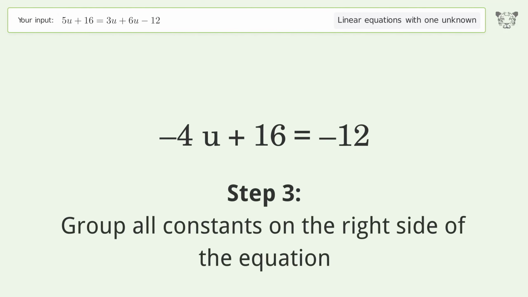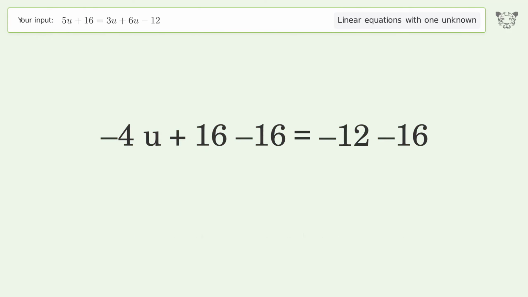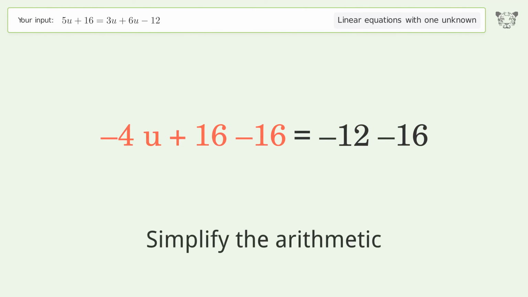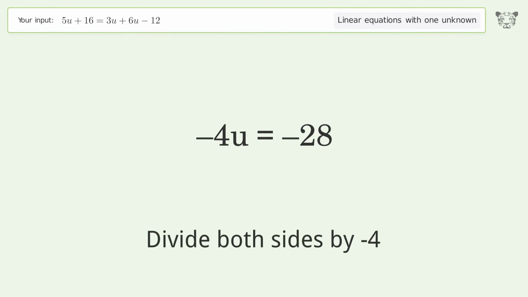Group all constants on the right side of the equation. Subtract 16 from both sides. Simplify the arithmetic. Isolate the u. Divide both sides by -4.